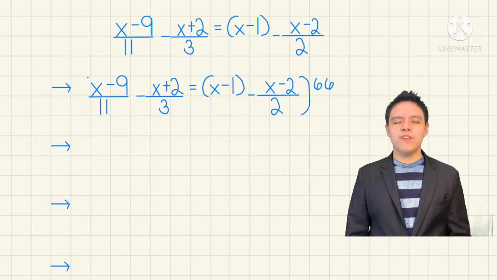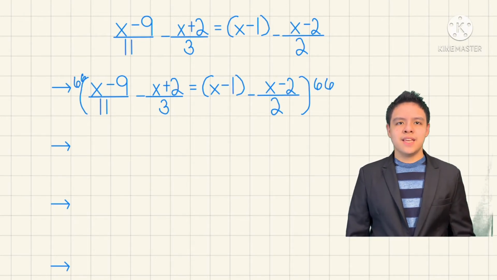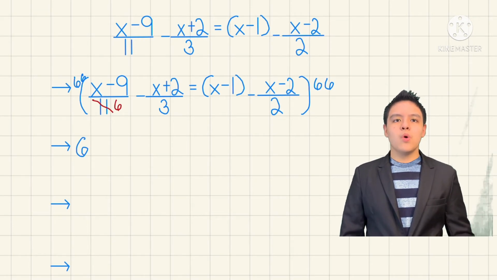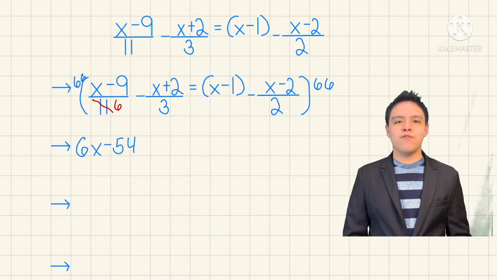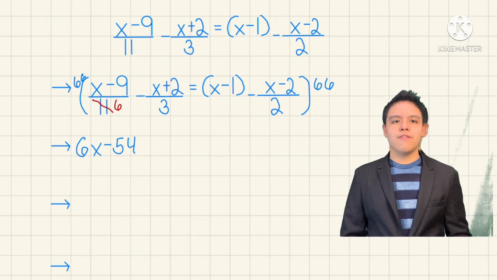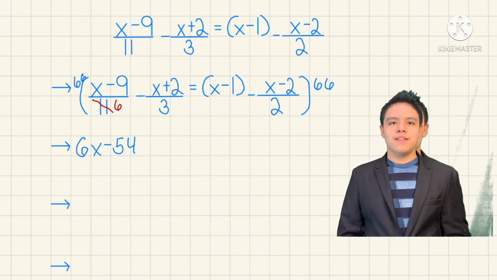First, we will remove the fractions. And this one, the LCD is 66. 66 divided by 11 is 6. So, we will multiply by 6 to x, which is 6x, and 6 to negative 9, which is negative 54. Be careful with the negative sign that is on the middle of the fraction. And we'll proceed.